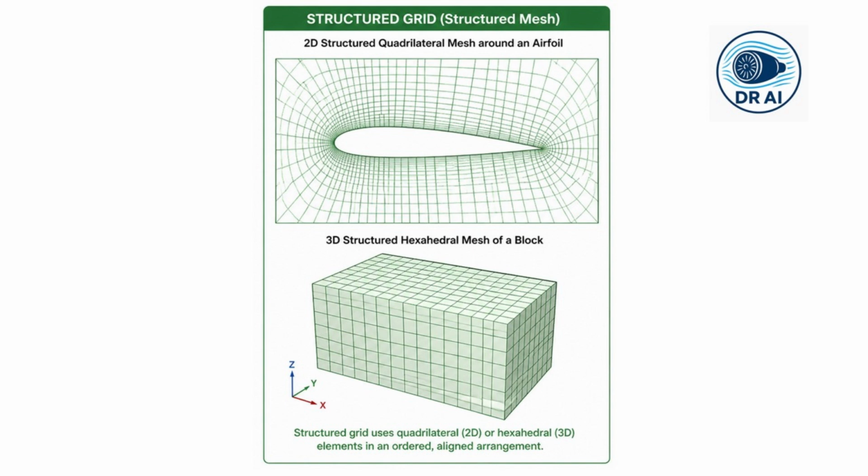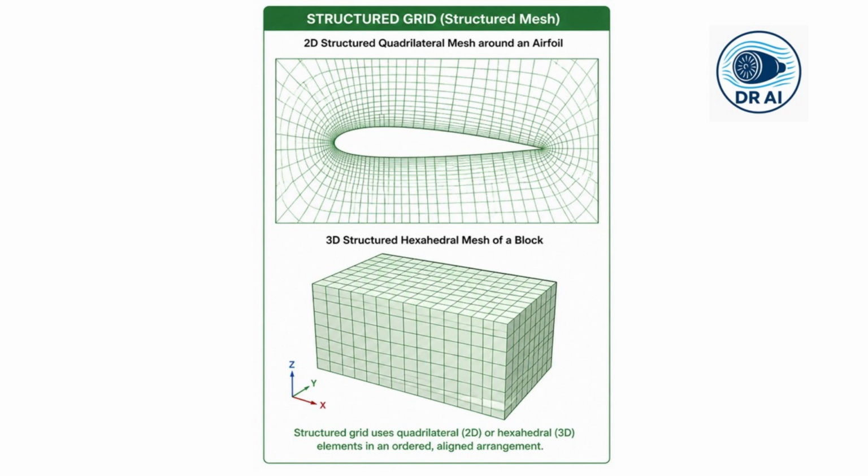We have three major advantages. First, it is memory efficient. Only coordinates need to be stored, not connectivity. The second is fast solvers: line implicit methods, ADI or alternating direction implicit, and fast Poisson solvers work beautifully on it. Third, low numerical diffusion when aligned to the flow.